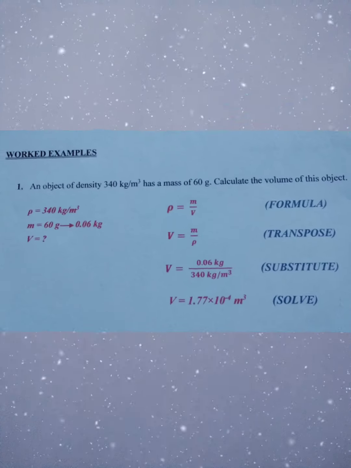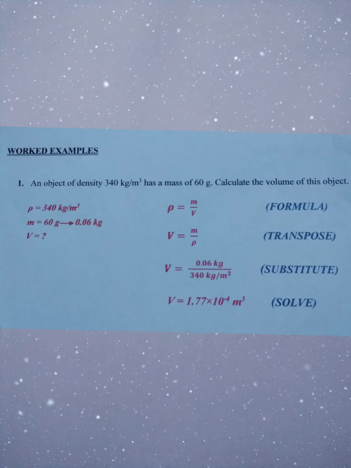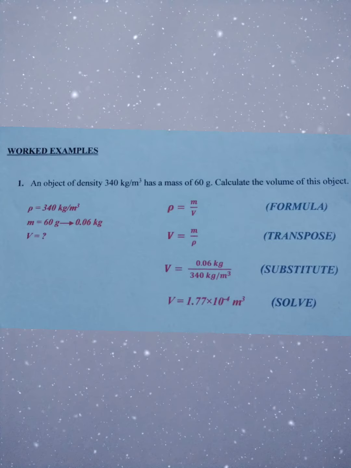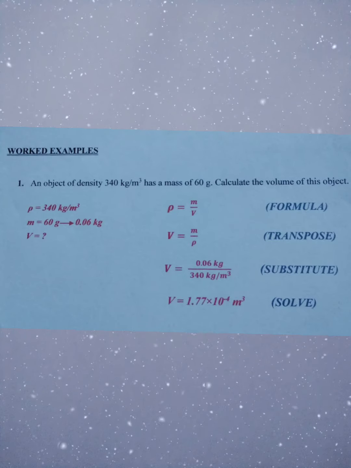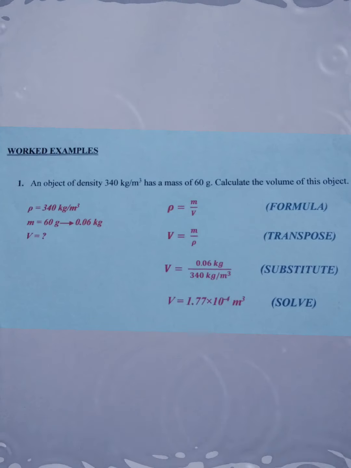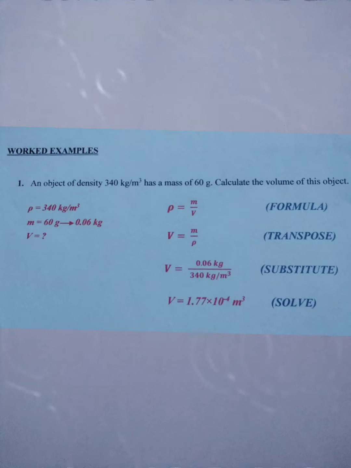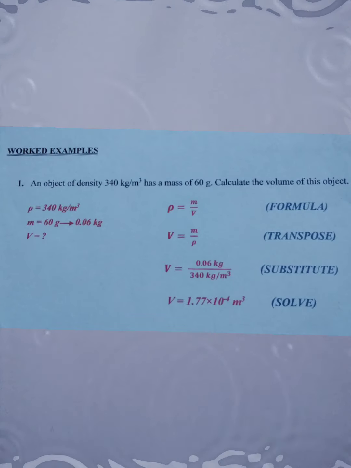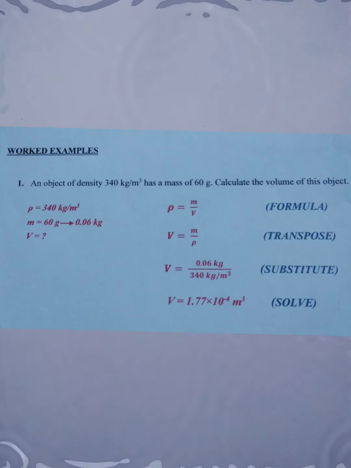Let us analyze a few worked examples, which will allow you to see how we navigate calculations from this topic. Question 1 reads: an object of density 340 kilograms per cubic meter has a mass of 60 grams. Calculate the volume of this object, which therefore means that we are finding the space the object occupies.